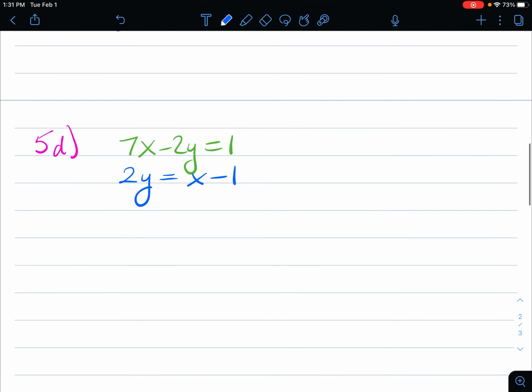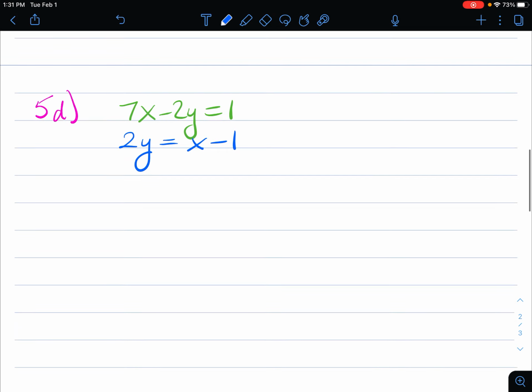Okay, so I chose this example from Check Your Understanding because in this one, we do not have a variable that has been isolated.